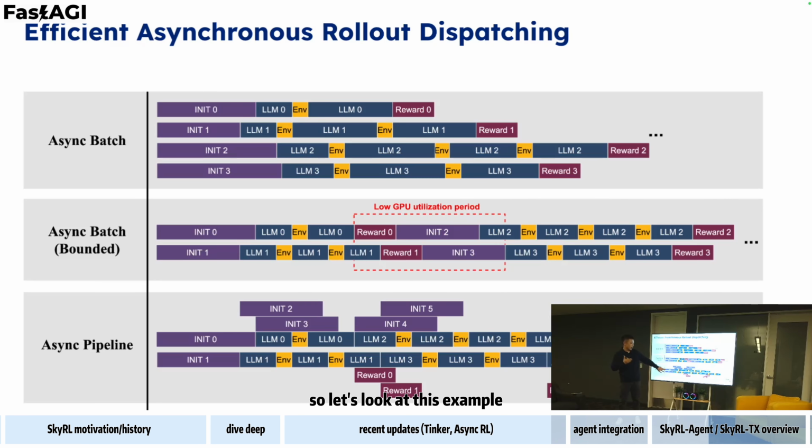So let's look at this example. 2 workers initialize the environment. While they're generating the rollouts, you prepare the next 2 environments by overlapping those with the generation. And when these 2 are done, you calculate the reward while directly generating the LLM output. So this allows you to have a much higher GPU utilization.